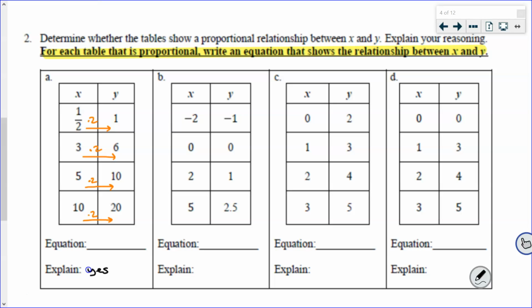What's a good explanation? I think that the best explanation, if you're saying that it's proportional, is to tell me the constant of proportionality. And I think that's a very nice, short explanation that does the job. How do we know? Because the COP is what? 2.